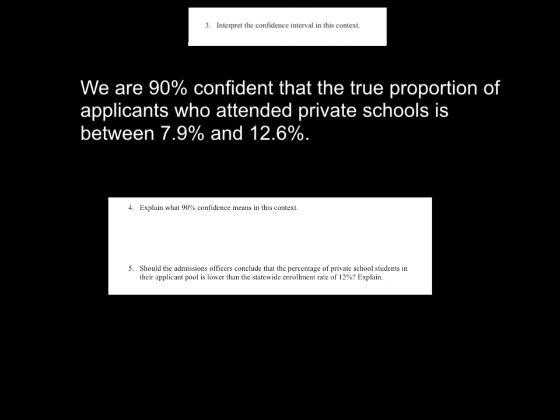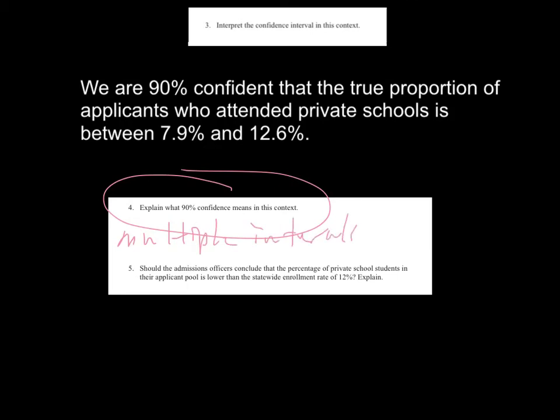Moving on to interpret this interval, we're going to say what we have right here. You might want to pause it and write it. That we are 90% confident that the true proportion of applicants who attend private schools is between 7.9 and 12.6%. Now, what does the 90% confidence mean in this context? That simply just means that if we were to repeat this over and over again, and we had multiple intervals, 90% of those intervals would capture P, the true proportion. Not all of them.